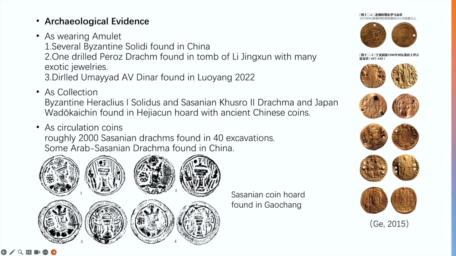Another interesting fact is the Byzantine solidus coin is always found in Sogdian tombs of high class, like the royal family or the minister's tomb. That means that coin must have some meaning rather than just being a coin.